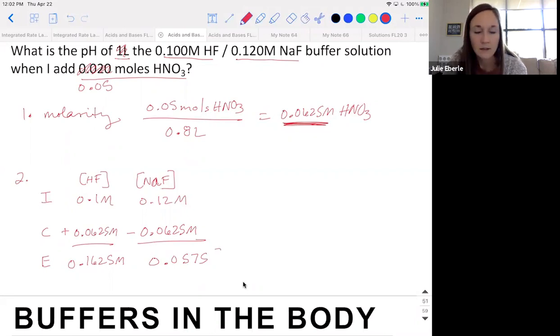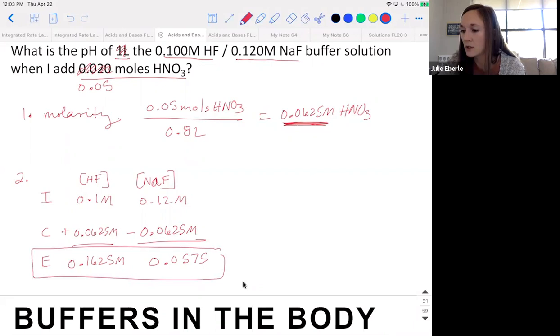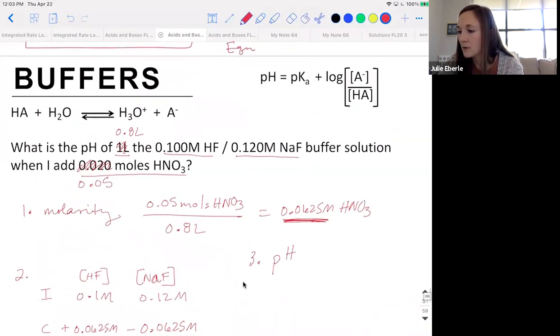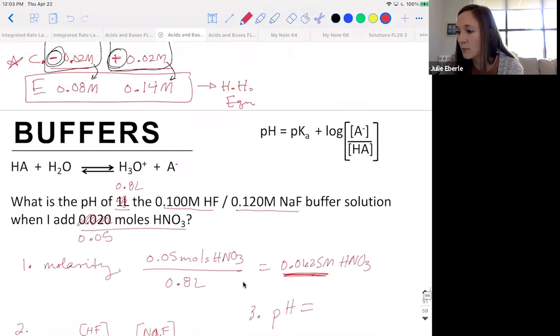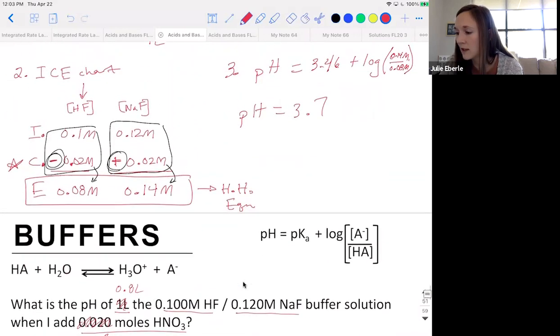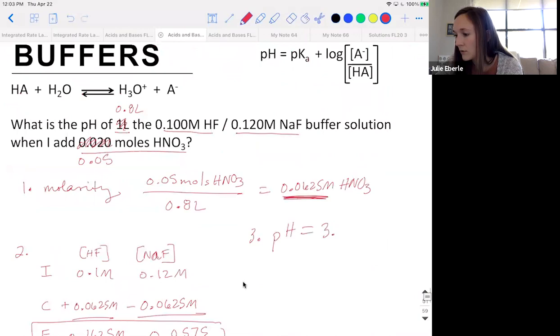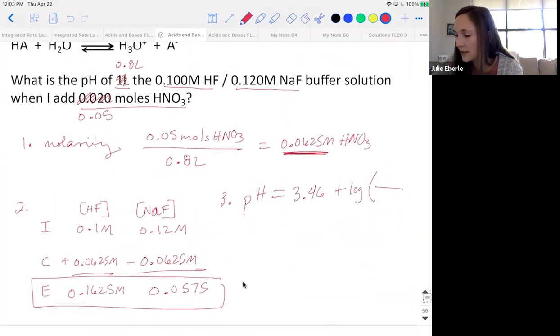Then we take these concentrations and we plug them in. Step 3, plug them into our pH equation, which is right here. pH equals pKa. Same pKa through all 3 parts, and it was 3.46 last time, so it's still 3.46 because we're dealing with the same weak acid, plus the log of what? What goes on top, what goes on bottom? Conjugate base always goes on top, so that's 0.0575 molar divided by 0.1625 molar.